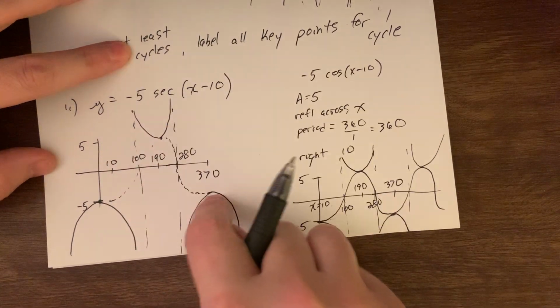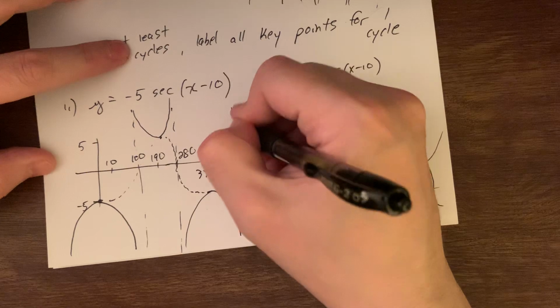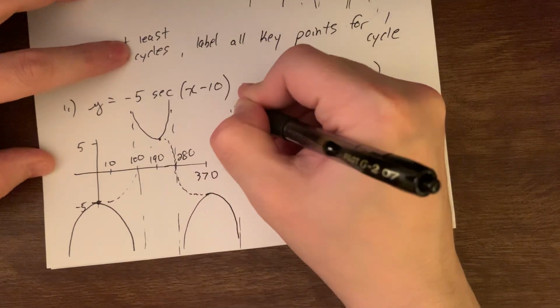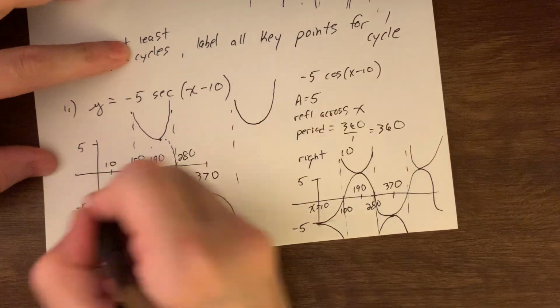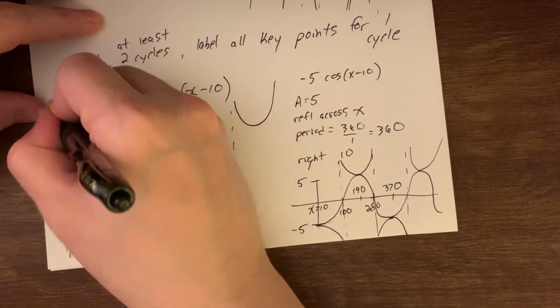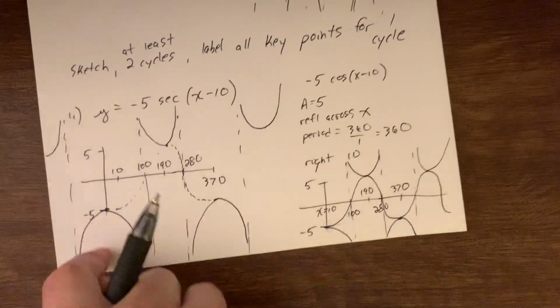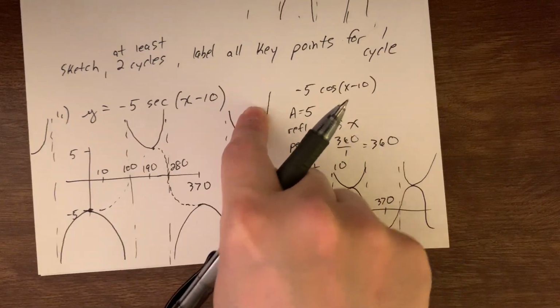Here, here, here. That's one full cycle, and I'm showing more. You want to show even more still? That's fine. Over here. I could always keep adding more sections, and ultimately, that is the graph of secant.